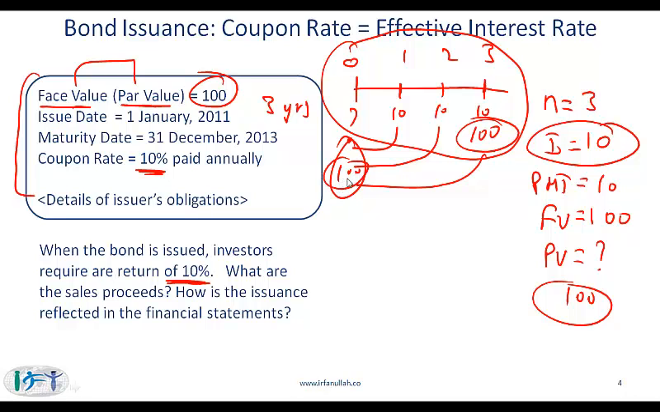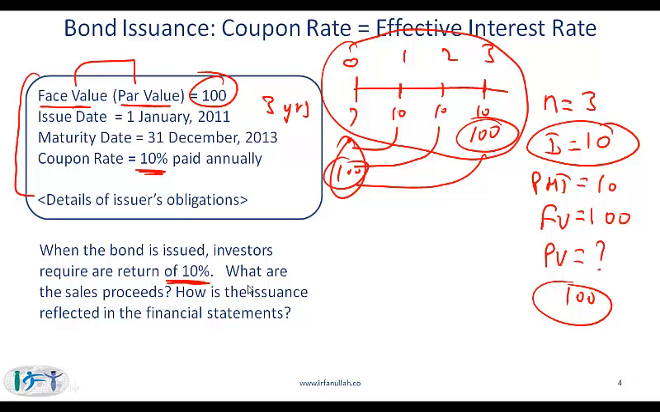Now, obviously, you can hopefully see this from the numbers. If you pay 100 now and you are getting 10, 10, 10 at the end of every year for 3 years, plus your money back, you are getting a 10% return. So in this particular case, you have paid the company 100 and then you are effectively getting a 10% return.